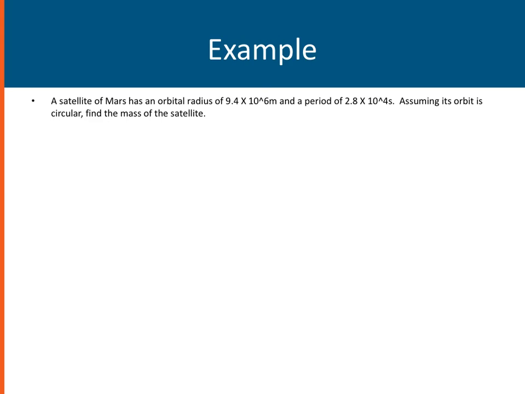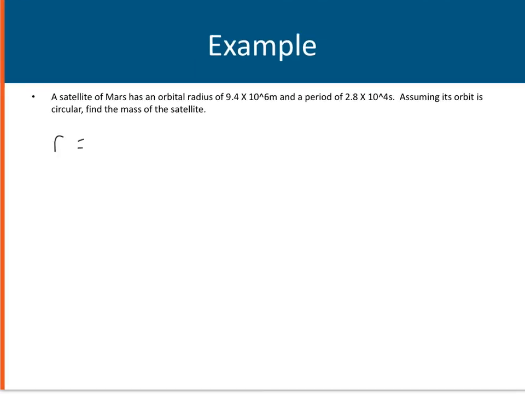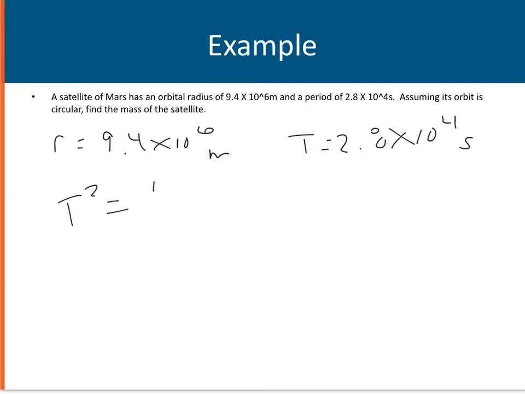Okay, let's do one more example. I just want to show you guys how we're going to use that Kepler's third law equation. So a satellite of Mars has an orbital radius of 9.4 times 10 to the 6 meters, and a period of 2.8 times 10 to the 4 seconds. Assuming its orbit is circular, find the mass of the satellite. So remember, our equation is T squared equals 4 pi squared over G times the mass of the sun, or the mass of Mars in this case, times r cubed.